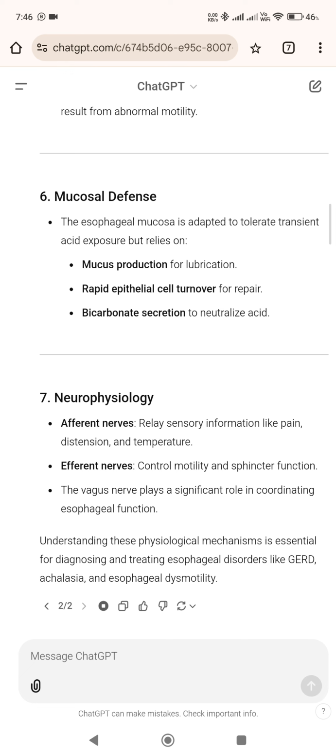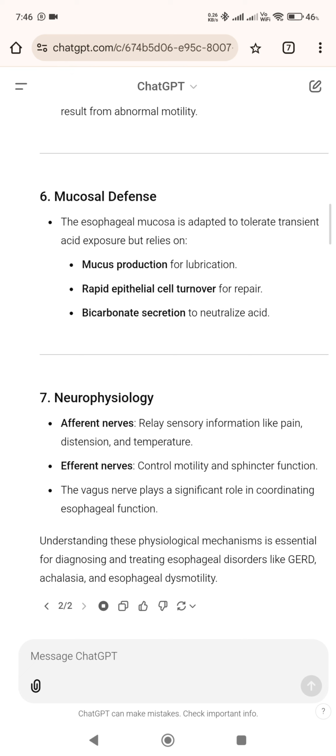7. Neurophysiology. Afferent nerves relay sensory information like pain, distension, and temperature. Efferent nerves control motility and sphincter function. The vagus nerve plays a significant role in coordinating esophageal function.